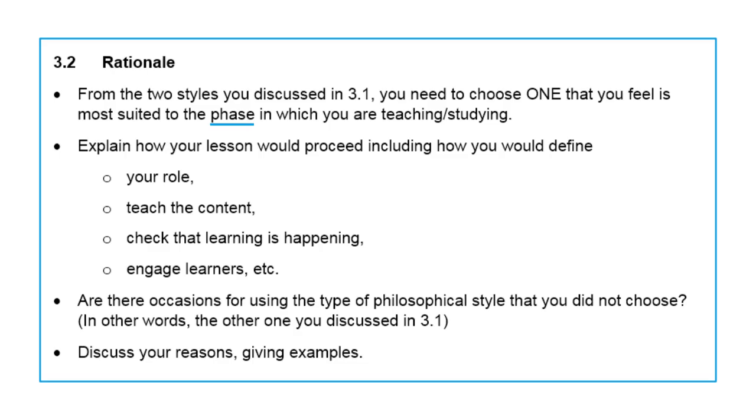Then you're going to give me a rationale, which is missing in the instructions. So I'm telling you this is what you need to do. From the two styles that you discussed in 3.1, you need to choose one that you feel is the most suited to the phase in which you are teaching or studying. Explain how your lesson would proceed, including how you would define those bullets. Those are the occasions that the other one can be used. Discuss your reasons.